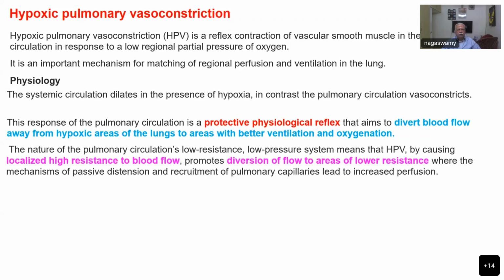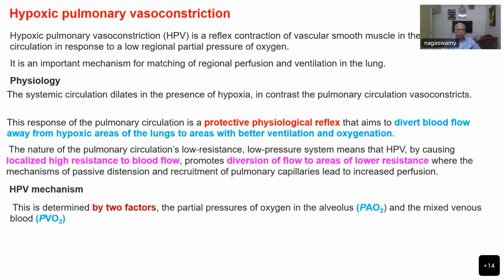The nature of pulmonary circulation is that it's a low resistance, low pressure system. By causing localized high resistance to blood flow, it promotes diversion of flow to areas of lower resistance. So even a milder increase in the pressure by the constriction will easily divert the blood to the other areas, because they are all very low resistance vessels.